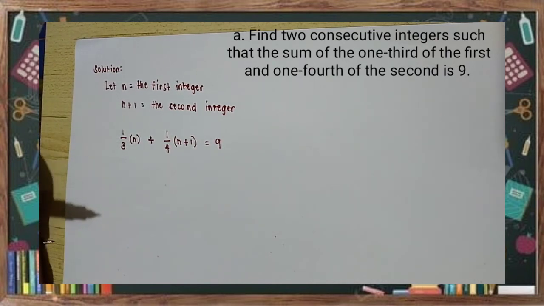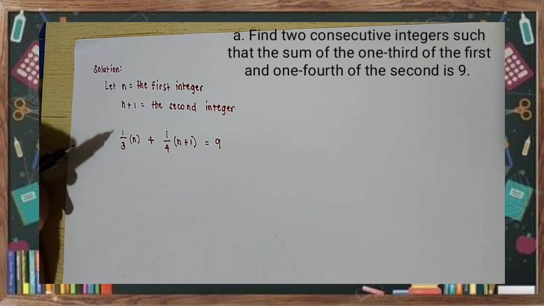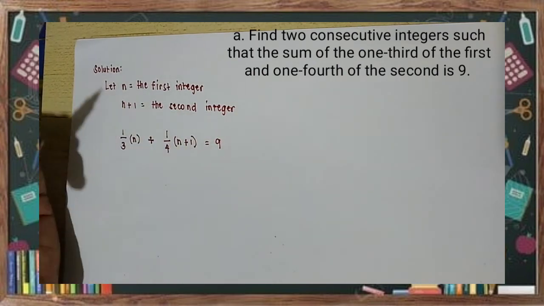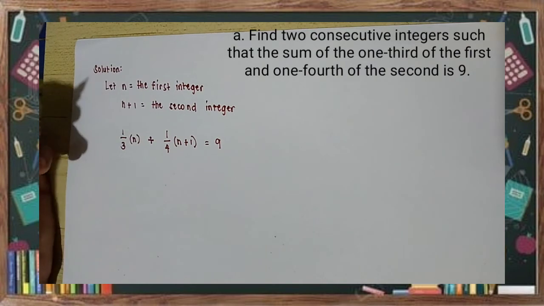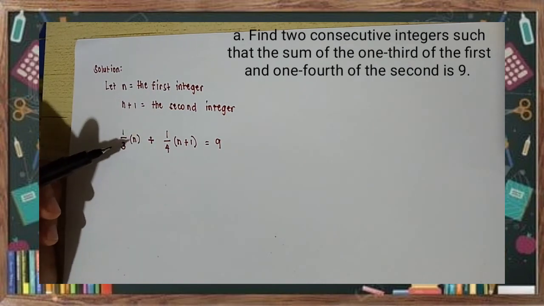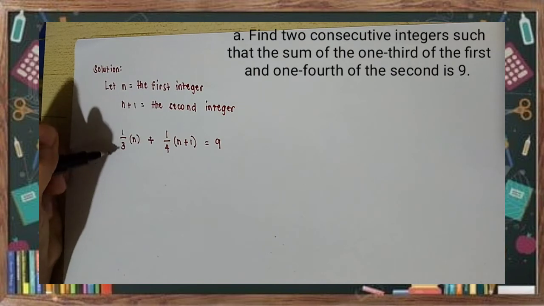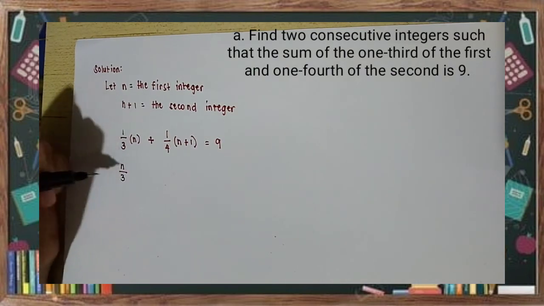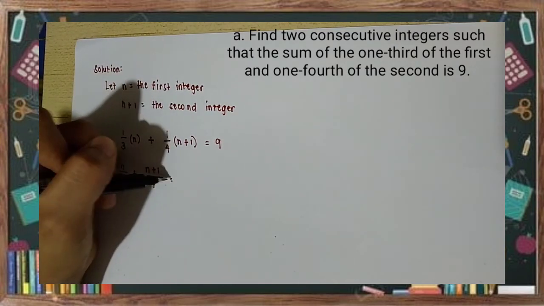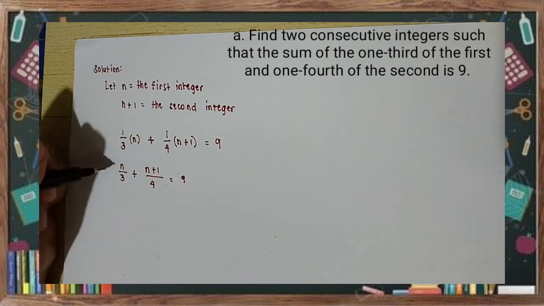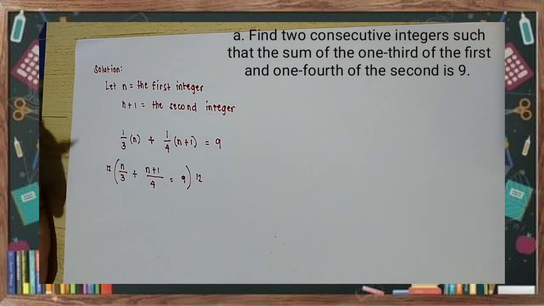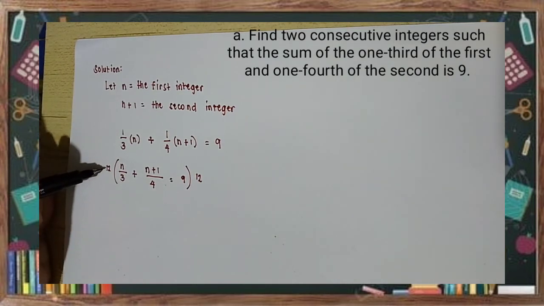Okay, then we need again to get first the LCD of our denominators. So, what is the LCD? So, ang LCD ng 3, 4, at 1 ay equal to 12. Kung saan yung 12 ay i-multiply natin dun sa ating equation. But first, we need to simplify this one. Okay? So, 1 times n ay equals to n over 3 plus 1 times n plus 1 ay equals to n plus 1 over 4 equals to 9. And our LCD is equal to 12. So, pwede natin yun gawin ganito. So, 12 at 12. Okay?